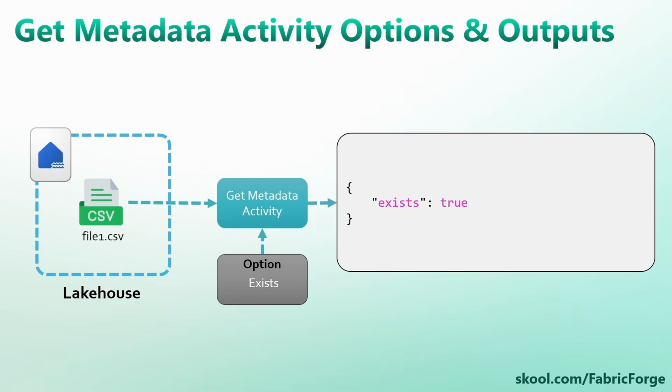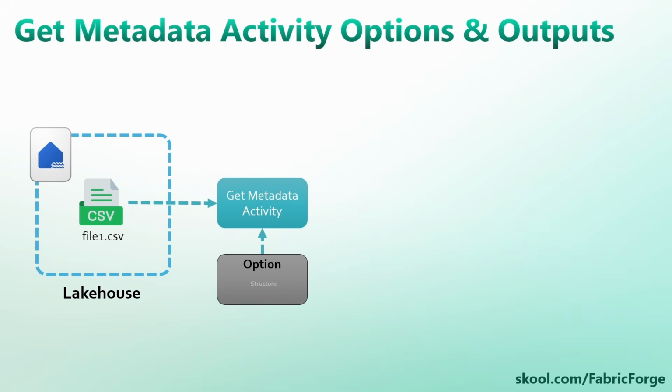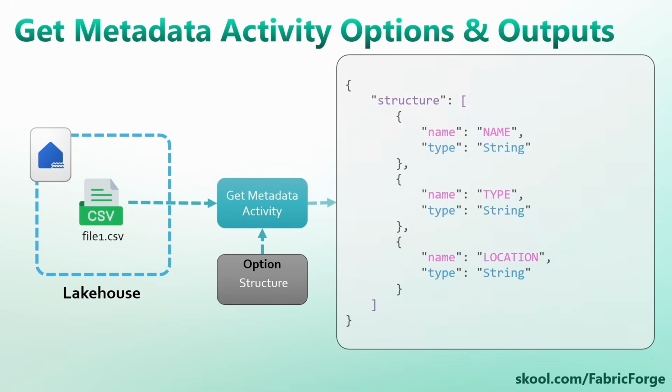Lastly, let's set the option to structure and see what kind of output our get metadata activity now yields when it runs. We can see that after it runs, we get a structure array in the output, and it has all the columns and their data types that we have in the CSV file. We can see that we have a column name and the type of that is string. Then we have a column called type and the type of that is string. And then we have a column called location and the type of that is string as well, since in the CSV file everything is basically string there.